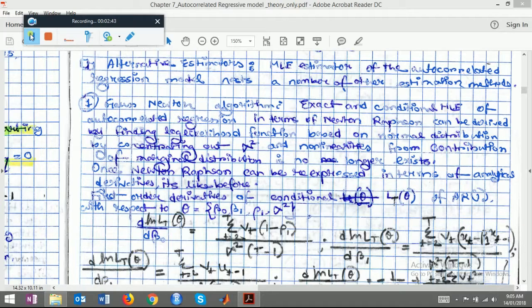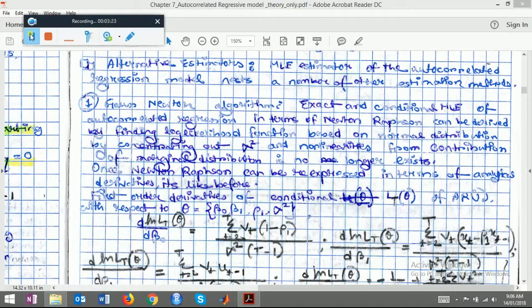So the derivative with respect to beta naught of the log likelihood, well, that is simply the summation of Vt by sigma square, Ut divided by sigma square, for t from S plus 1. Here we are talking about AR1, so t minus 1 S is fixed, divided by 1 minus rho 1, if you can remember, but we are going to take the denominator of the denominator up, so Vt 1 minus rho divided by sigma square, for t from S plus 1.